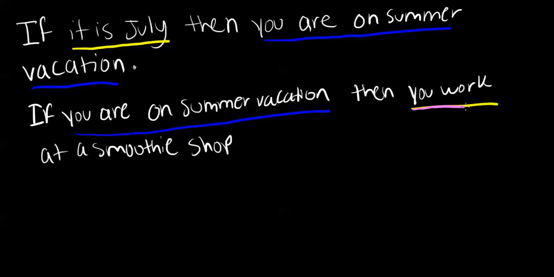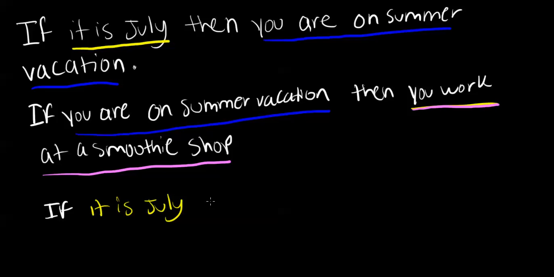So if both of those two statements are true, then P → R is true. So if we take P, which would be if it is July, then we take R, you work at a smoothie shop, and put them together, that statement is also going to be true because of the law of syllogism.